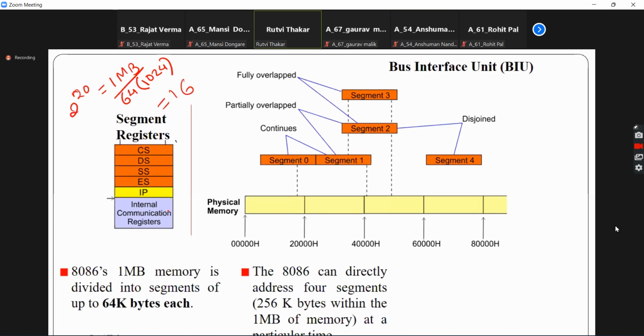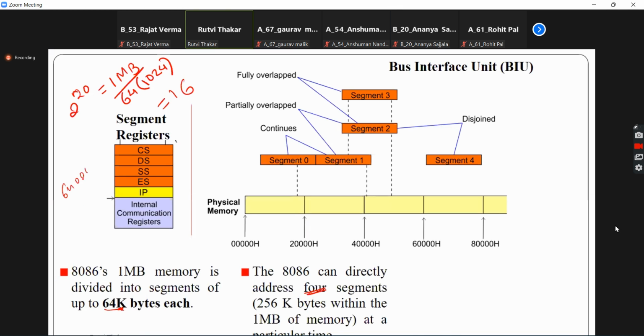So you're getting 16 segments. Here it is written that memory is divided into segments of 64 KB each, so it comes to 16 segments, but it is also told that I can access only 4 segments at a time. What is the maximum memory of one segment? 64 KB. So now, can you tell me the decimal equivalent of 64 KB?